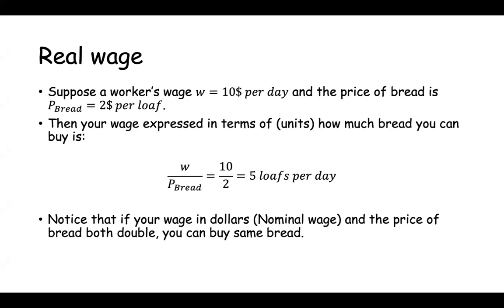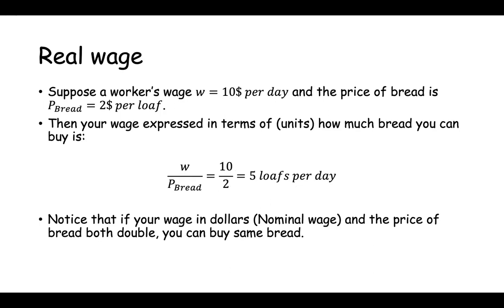And so for your wage, notice that we need information not only on how much money you're getting paid, but also on the price of bread. So in some sense, this is a relative price of your time in terms of bread. And so that means your real wage would be 5 loaves per day. We divide the $10 by the price of bread. It tells us how much bread you can buy with your wage.